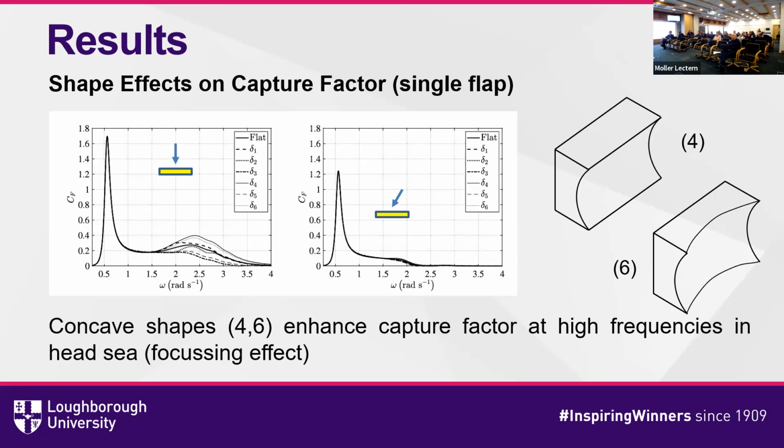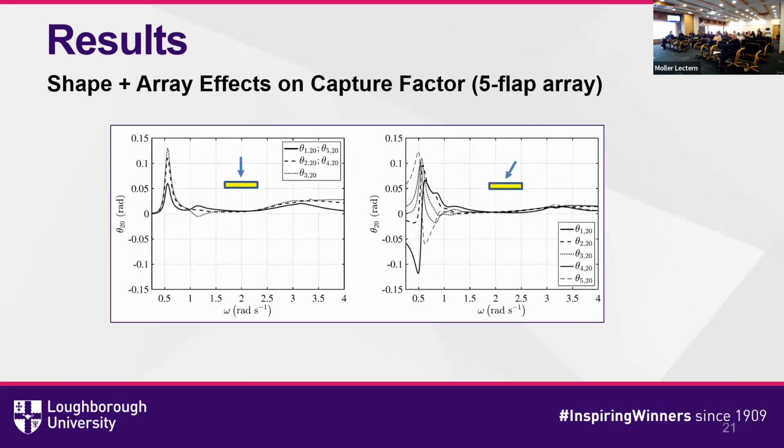So this only works for normal resonance. We believe that this is essentially because of the focusing effect. So this acts almost like a lens, and it focuses energy near the flap, which can be extracted then. So now let's move to the array.